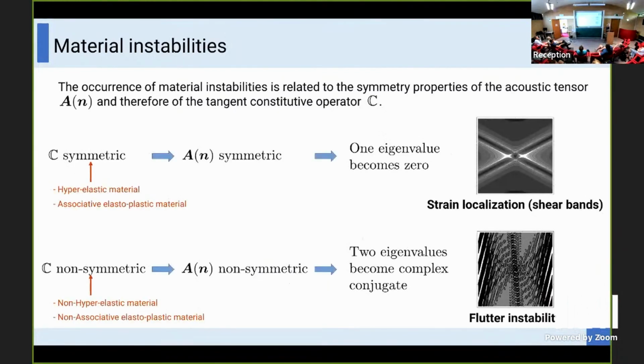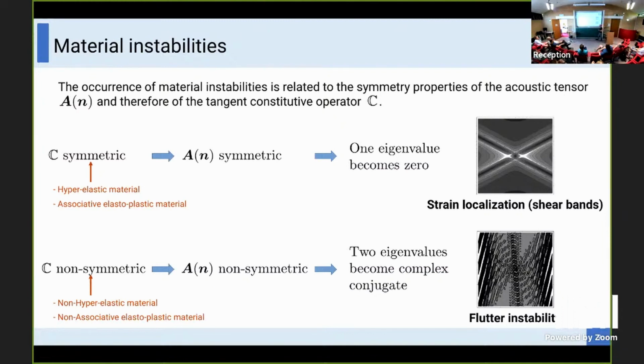On the basis of this definition, we can give a classification of material instabilities in elastic solids, and this is related to the symmetry properties of the acoustic tensor, and therefore of the tangent constitutive operator. If C is symmetric, and this is the case for hyperelastic or associative elastic materials, then also the acoustic tensor is symmetric. In this case, loss of ellipticity is when one eigenvalue becomes zero. And this is known to be related to strain localization and shear bands.